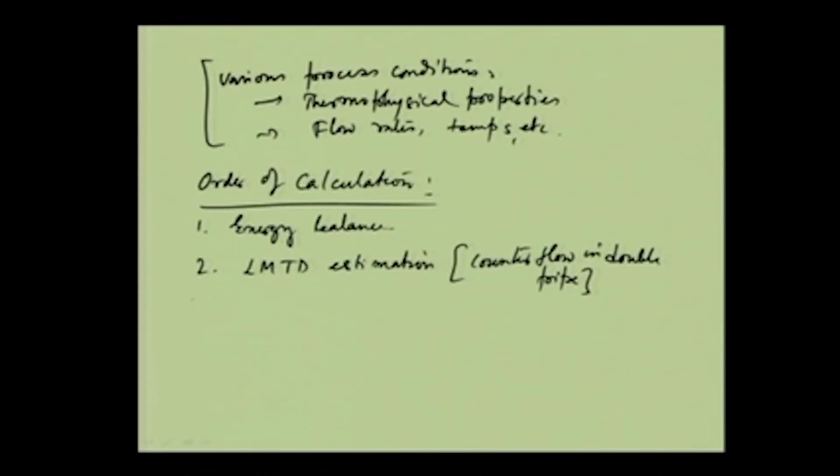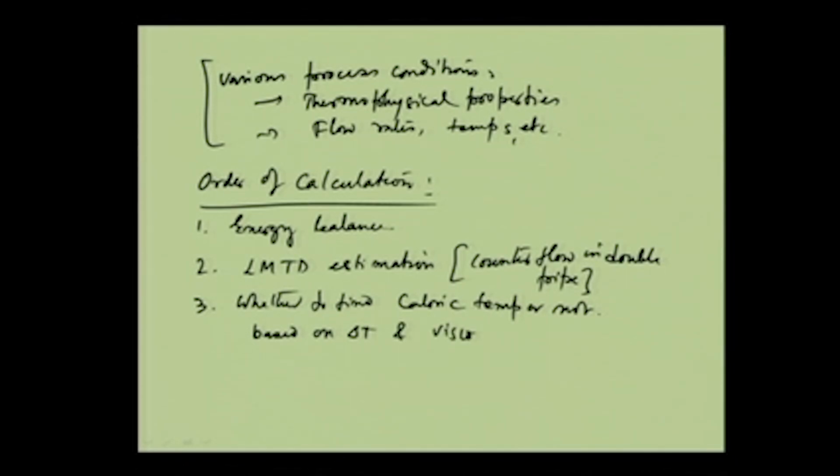And then the third point is another point, the caloric temperature: whether we have to find out the caloric temperature or not needs to be decided based on delta T and viscosity range, that is, delta T and the nature of the fluid.